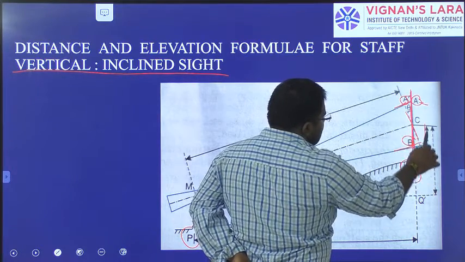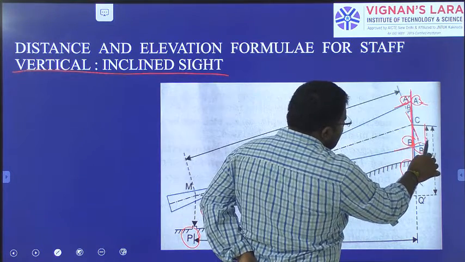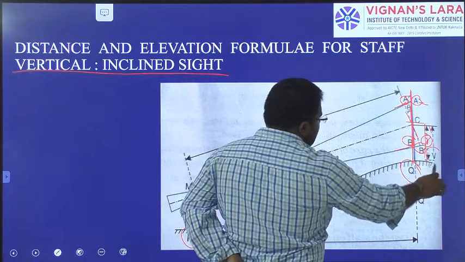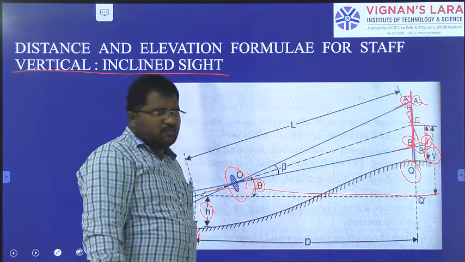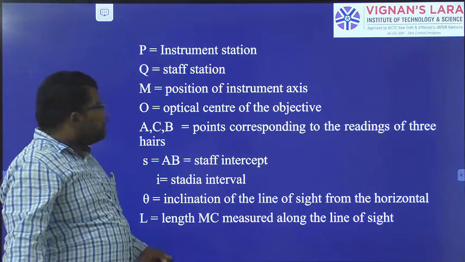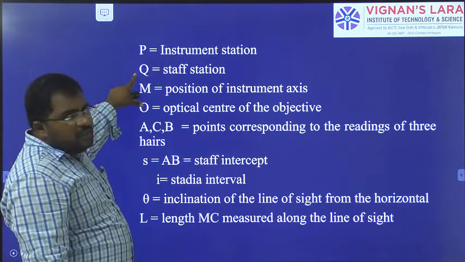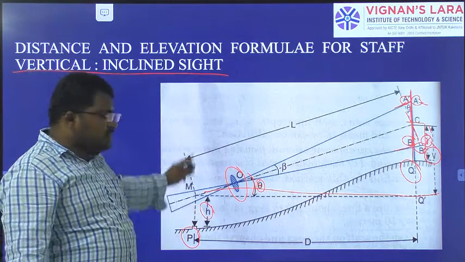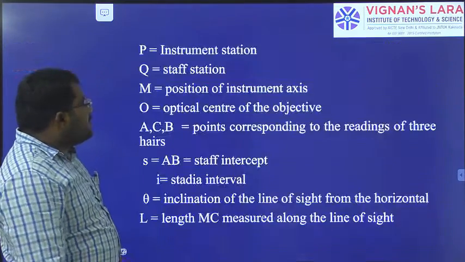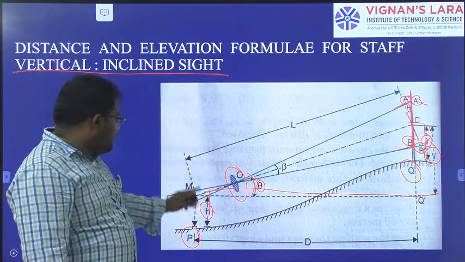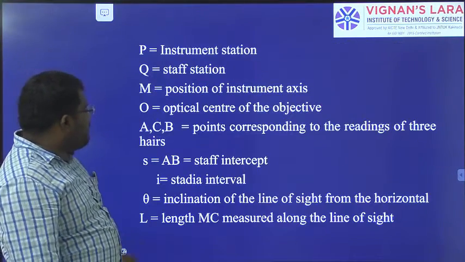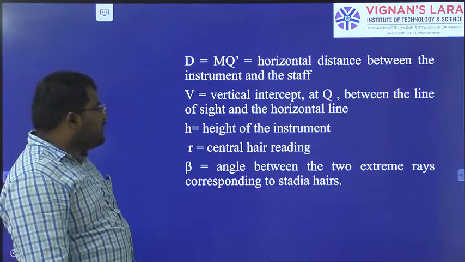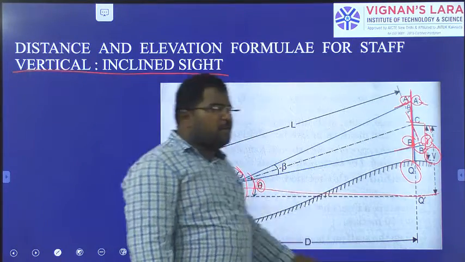Now the vertical intercept is called small r, measured from the height of the center, and the center of this point is at V. P is the instrument station, Q is the staff station, and M is the position of the instrument axis. O is the optical center of the objective. A, C, B are the points corresponding to the readings of the three hairs on the staff.